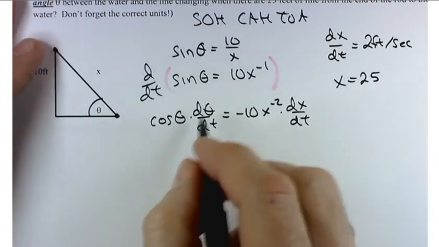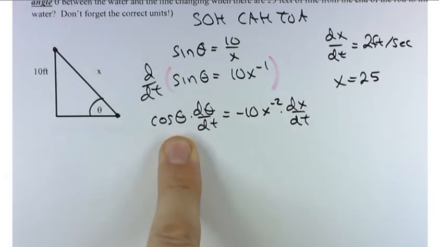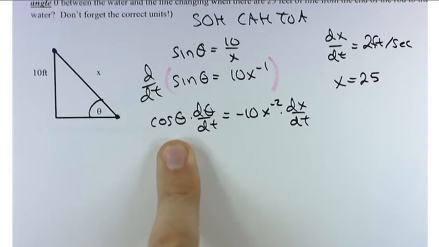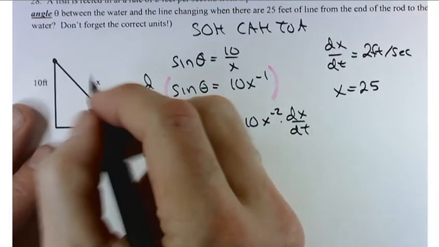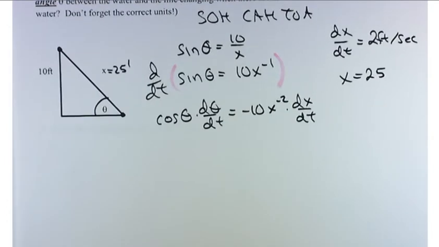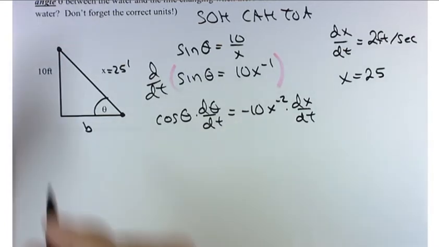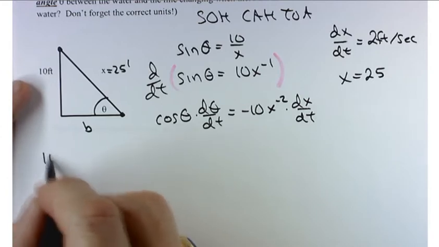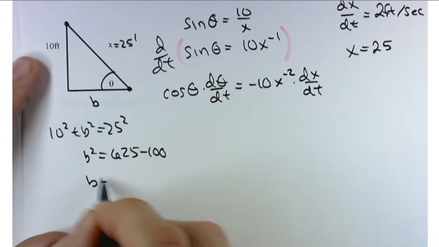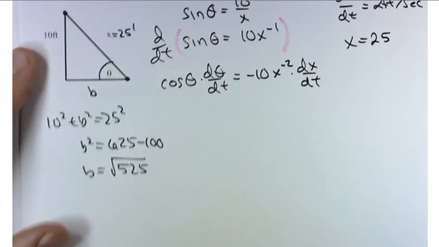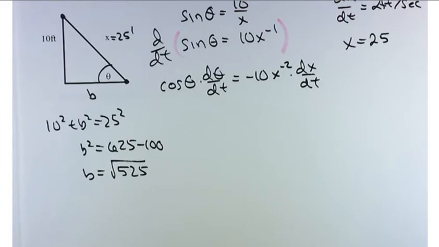One of the things we're going to need to know is the cosine of theta. Okay. Cosine is adjacent over hypotenuse. All right. Well, we don't have the adjacent side. We do have that this side is going to be 25 feet. So how could we find the adjacent side? Here's where we have to use the Pythagorean theorem. So the adjacent side, I'll call this B: 10 squared plus b squared equals 25 squared. So b squared equals 625 minus 100. B equals the square root of 525. I'm not going to make you factor out perfect squares or anything like that. We're just going to leave it that way.